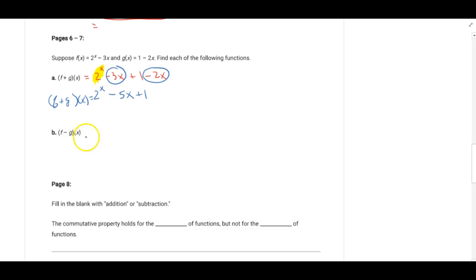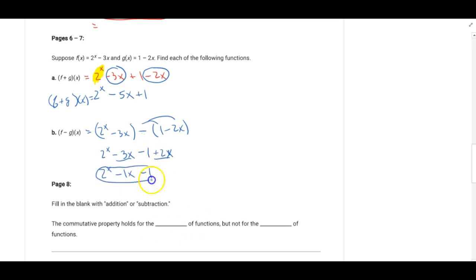Now, f minus g of x, right, that's going to be 2 to the x minus 3x, all minus 1 minus 2x. So what do I have to do first here? I'm going to bring down the 2 to the x minus 3x, distribute the negative, negative and a positive make a minus 1, negative and a negative make a plus 2x. And now, 2 to the x, negative 3x plus 2x is going to give me minus 1x, then minus 1. And this is what I would get.